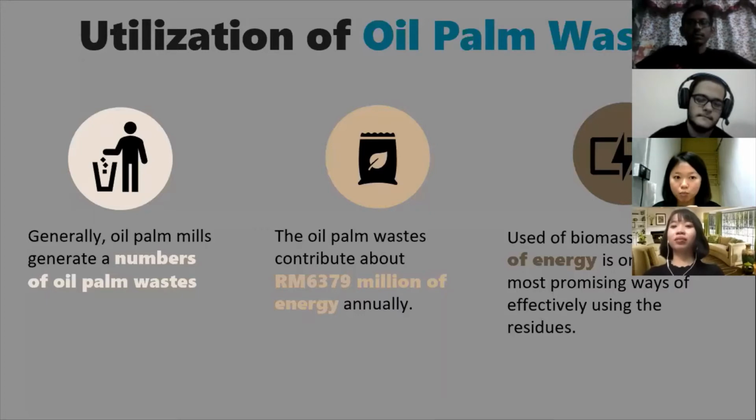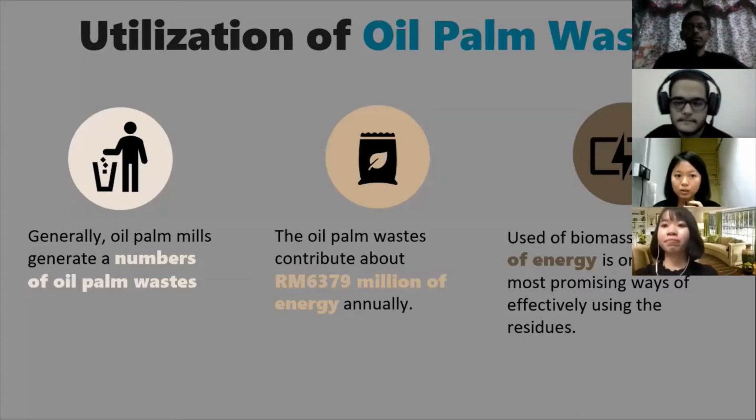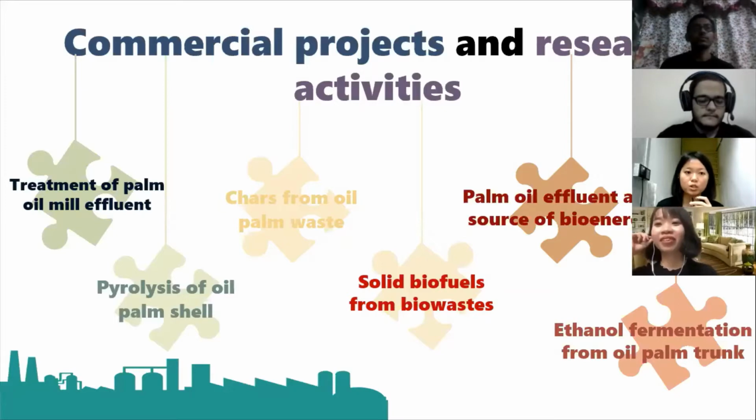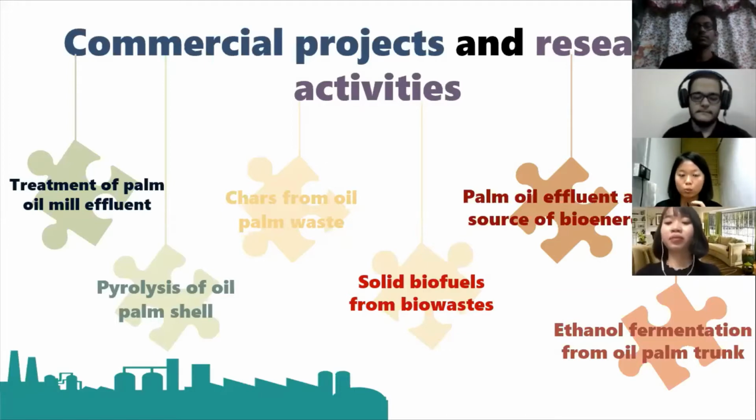And then the use of biomass as a source of energy is one of the most promising ways of effectively using the residue, which means that we can use the oil palm residue to generate energy. Next slide. So these are examples of the commercial projects and research activities which have been done to fully utilize the waste or to prevent environmental pollution.